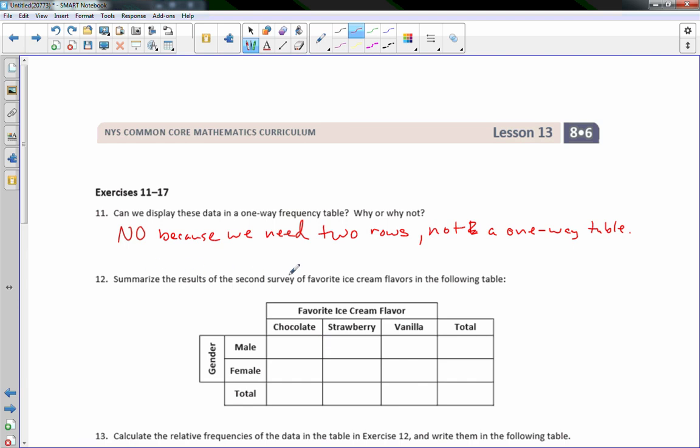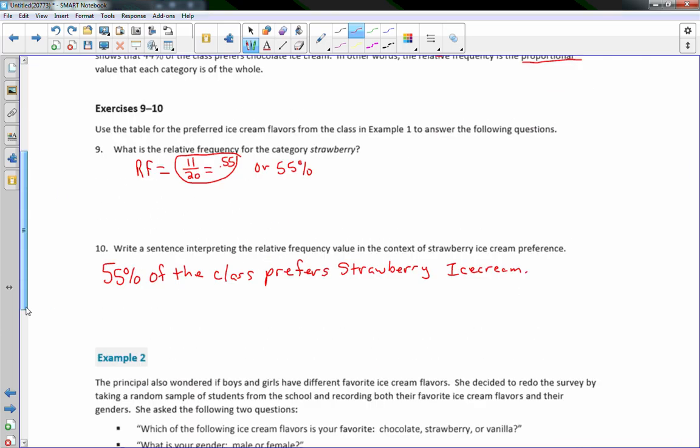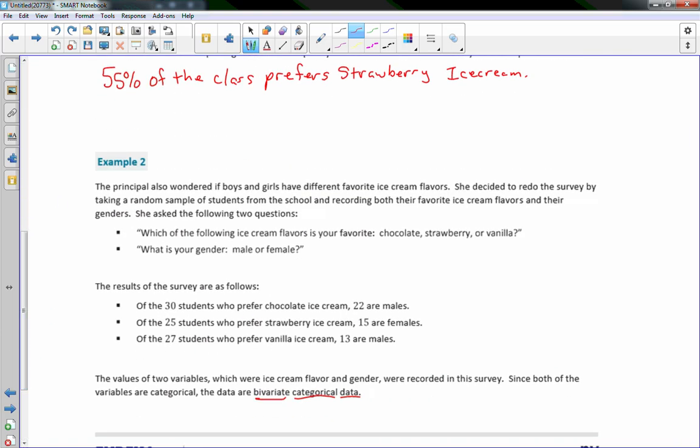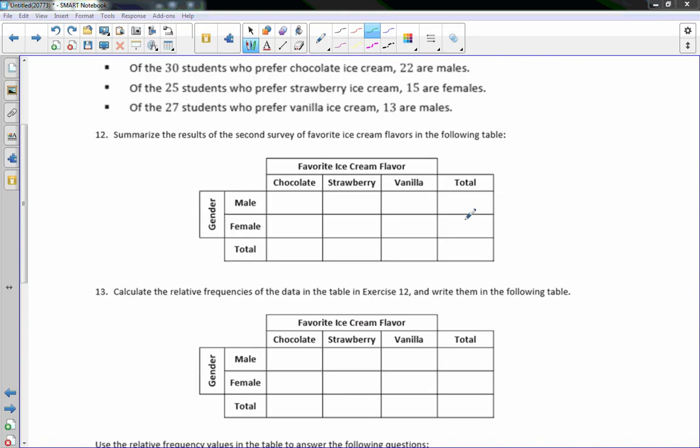Summarize the results of the second survey of favorite ice cream flavors in the following table. So now I have this table and I have to use the data that is on the previous page, unfortunately, but I can fix that. Okay, so I brought the data over to this page, so I don't have to keep going back and forth. And it says to summarize the results of the second survey of favorite ice cream flavors in the following table.